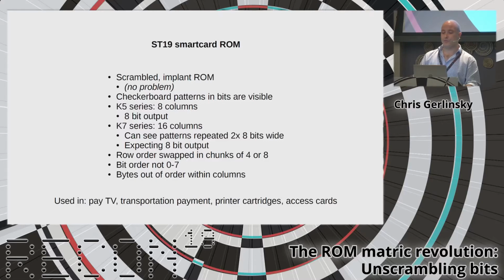In these chips, you see checkerboard patterns that show through from the scramble that they use. So I've looked at 2 series of the ST19 chips. There's a K5 series, and the ROM on those is organized into 8 columns, and it has an 8-bit output. Or there's a K7 series, which is organized into 16 columns, but it is still an 8-bit output. So we have 2 sets of columns that are just paired up. For the scramble, they do some swapping of the rows and the bits and the bytes within the columns. And these chips, you can find them used in pay TV access systems, transportation payment for like the bus or whatever. Printer cartridges use these for copy protection.